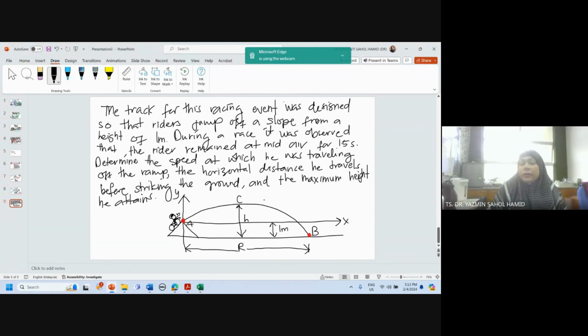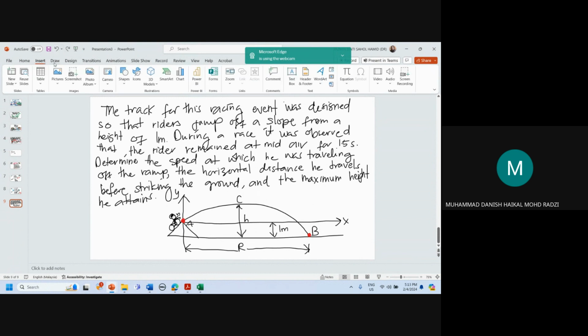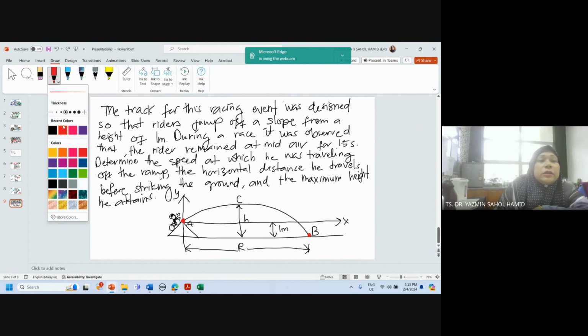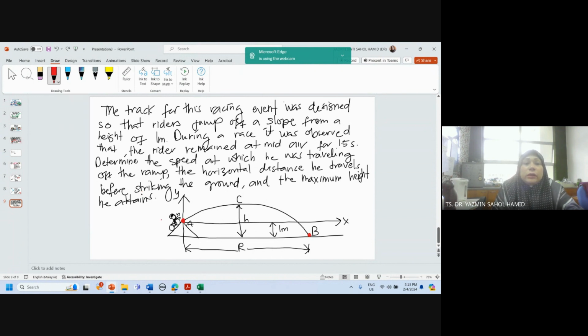Okay. All right. So for this question, let's read it. The track for this racing event was designed so the riders jump off the ramp from a height of 1 meter. The rider is on a motorcycle. During a race, it was observed that the rider remained in the air for 1.5 seconds. So T equals 1.5 seconds.